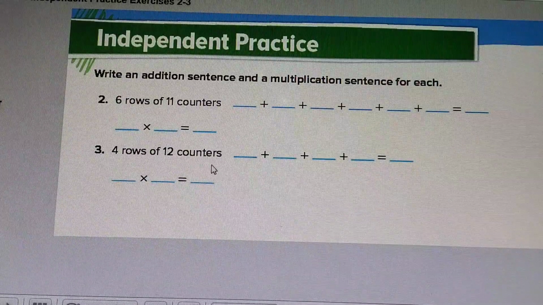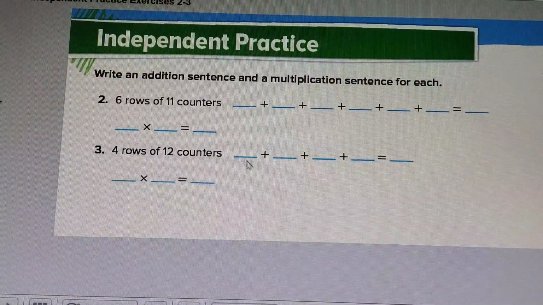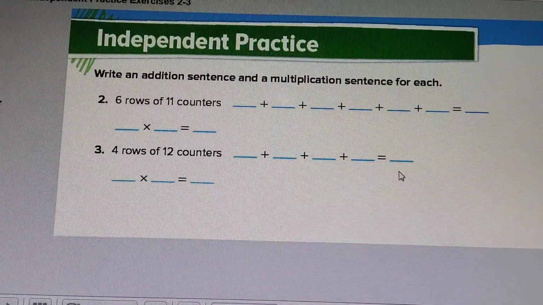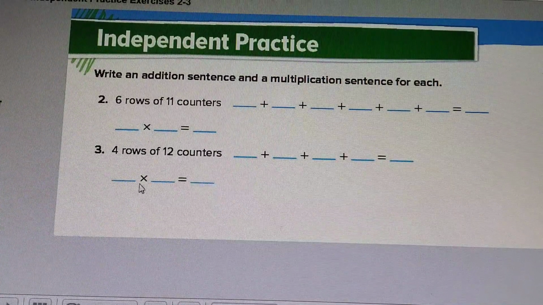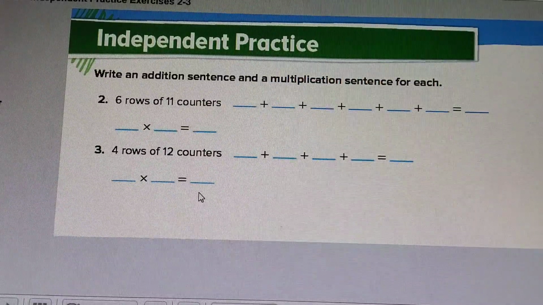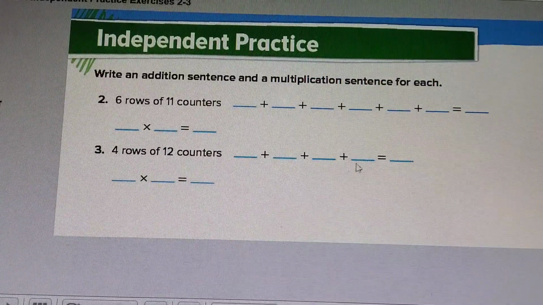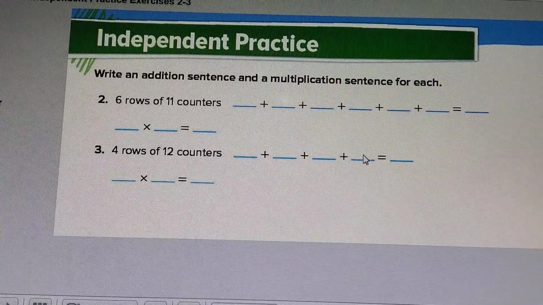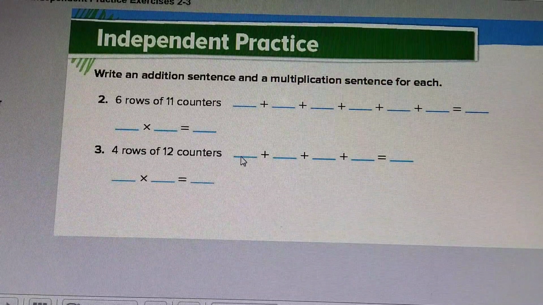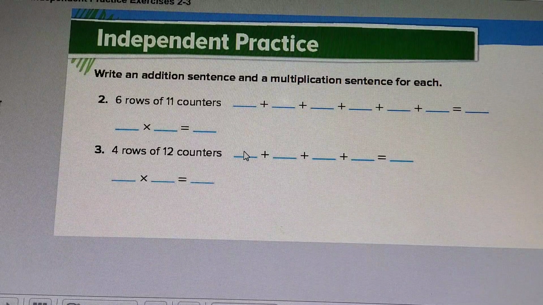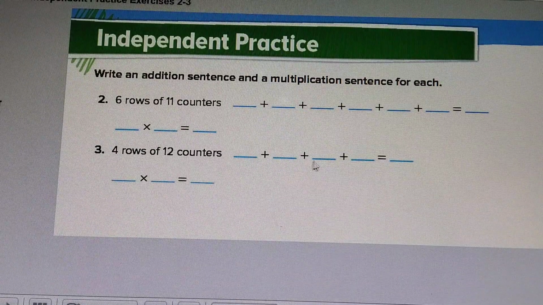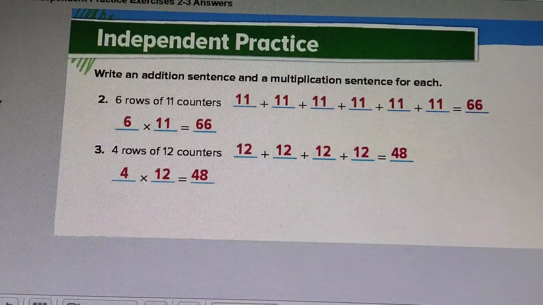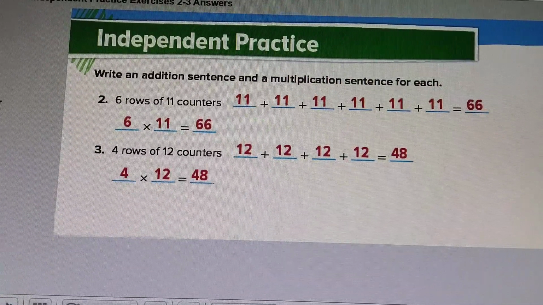4 rows of 12 counters, so you'll write 12 plus 12 plus 12 plus 12 equals unknown. You'll write 4 times 12 equals unknown. So if we have 12 written here, we'll count the 10s, 10, 20, 30, 40. Now we'll go back and count the ones, 42, 44, 46, 48. So 4 times 12 equals 48.